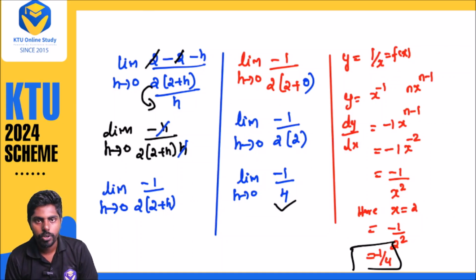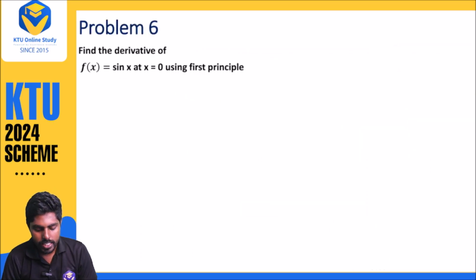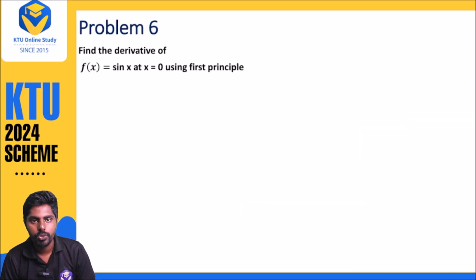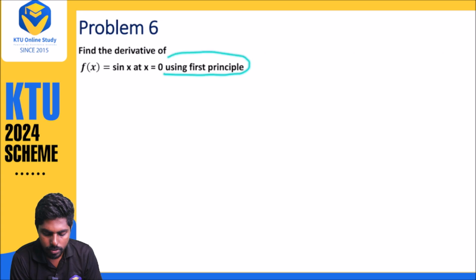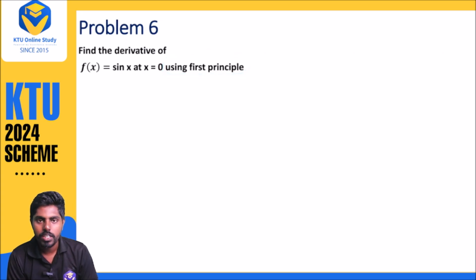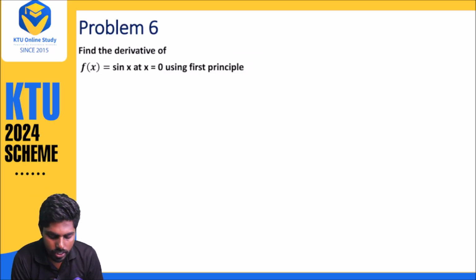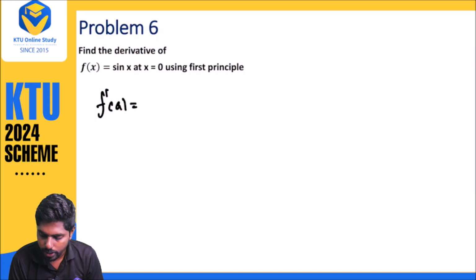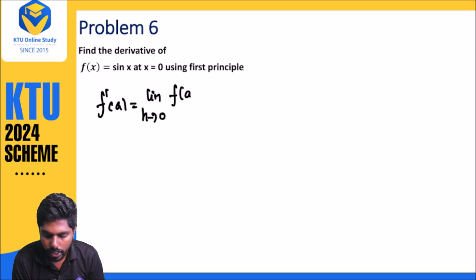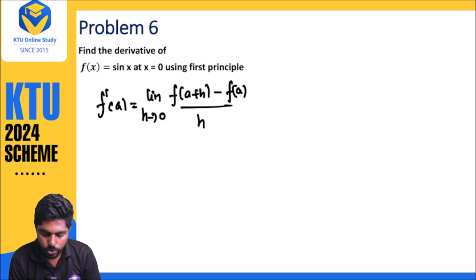Okay, we will go to the sixth problem. In the sixth problem also, they are asking you to use first principle. Whenever they ask for first principle, it should be strike in your head: f dash of a is equal to, what is f dash of a? That is nothing but limit h approaches 0 of f of a plus h minus f of a divided by h.